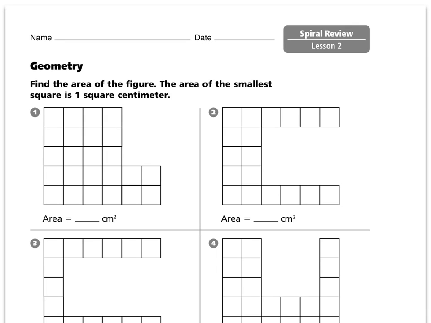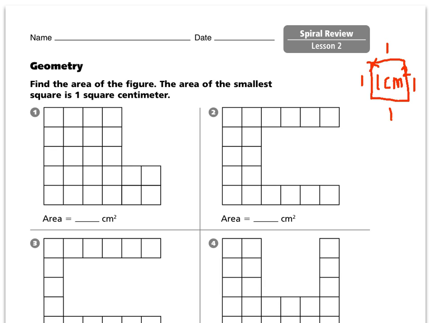Let's look at Chapter 11, Lesson 2 review. Find the area of the figure. The area of the smallest square is 1 square centimeter. So keeping that in mind, that just means that it's going to be 1 on each side, and when you multiply 1 by 1, you get 1 square centimeter for the area.